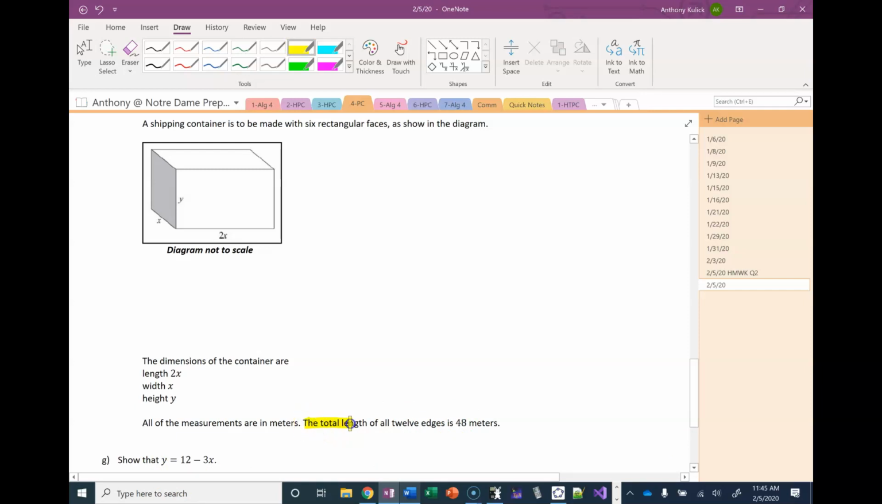So this is how we're going to get that. How many 2x sides do I have in this picture? 4. Yep. Is everybody good with that? How many y length sides do I have in this picture? 4. And how many x length sides do I have in this picture? 4. And that should all add up to give me 48 then.